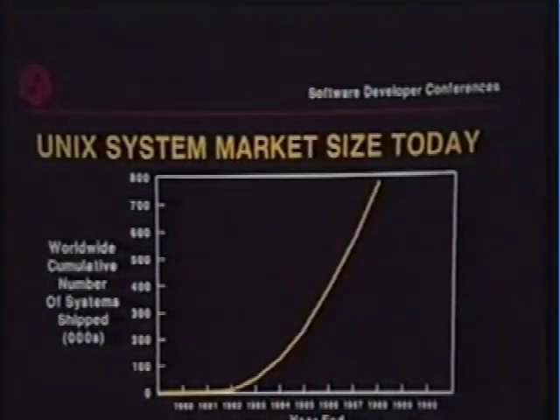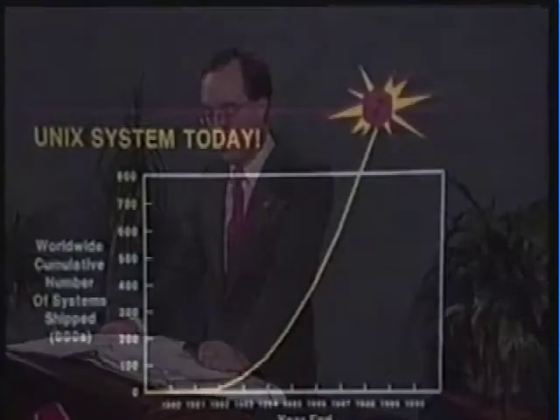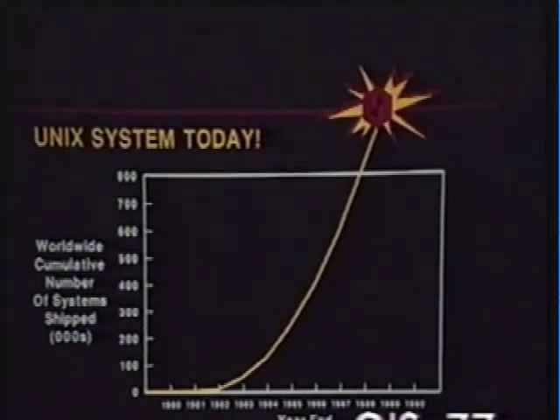IDC further reports that there were some 700,000 systems running the Unix operating system at the end of 1987, and estimates that there will be over 2.8 million systems running the Unix system by the end of 1991. In other words, by the end of 1991, there'll be four times the number of Unix system installations as there were at the end of 1987. Over 2 million new Unix systems in the next 4 years. In fact, we shipped our 1 millionth Unix system at the end of 1988, and with a growth rate of 60%, I think it's fair to characterize this as truly explosive growth.